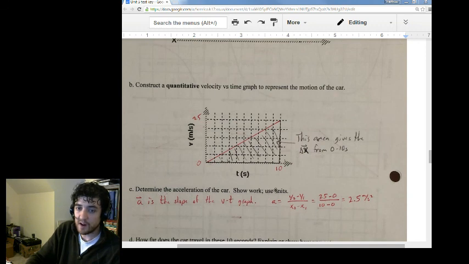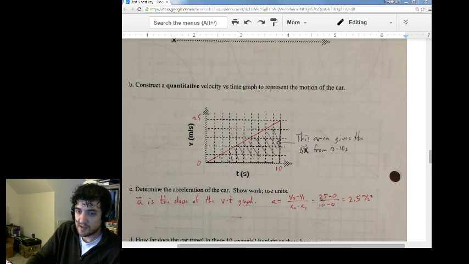The acceleration of the car. Well, acceleration is the slope. So we look at our graph, we pick off 2 points. I've chosen to use the first and the last point because I know that those two are exactly right. They were given. Acceleration is the slope. Slope is y2 minus y1 over x2 minus x1. This is a common error. People like to do this upside down. Don't do it upside down.